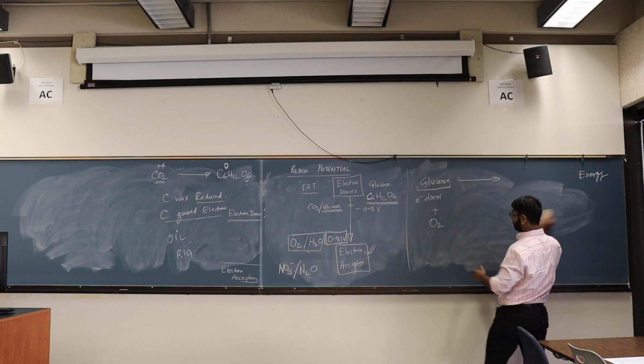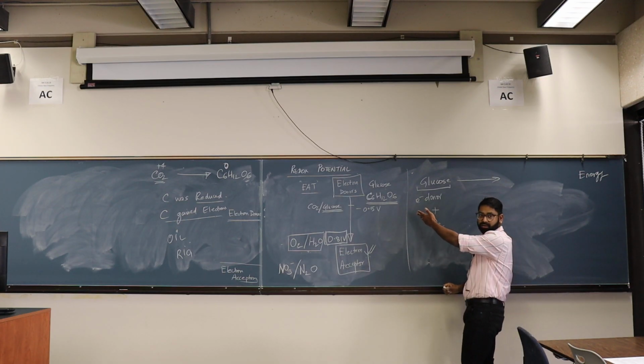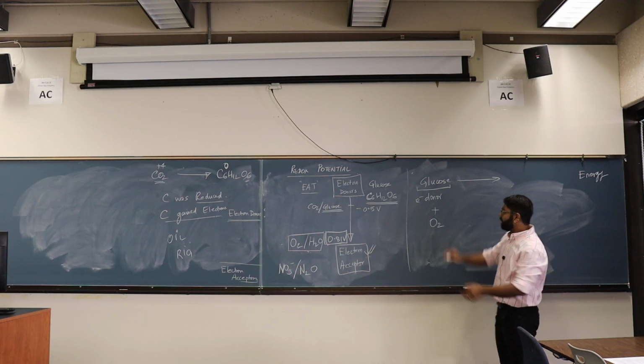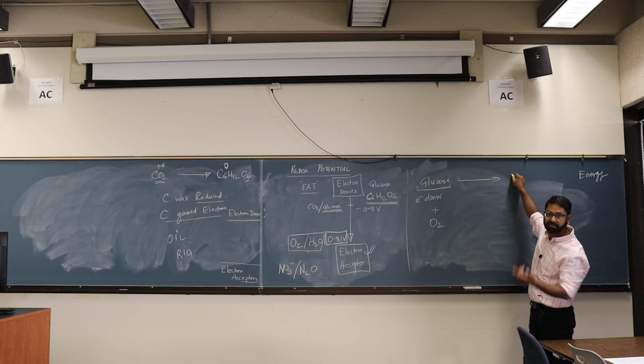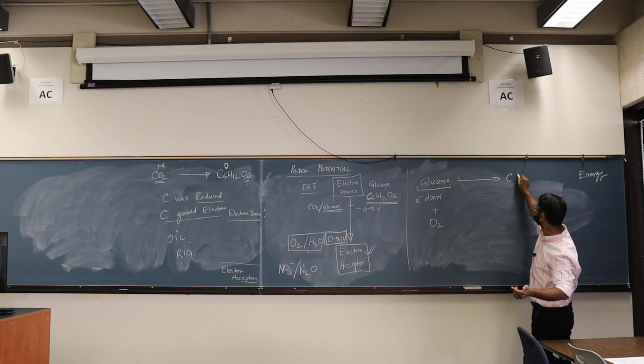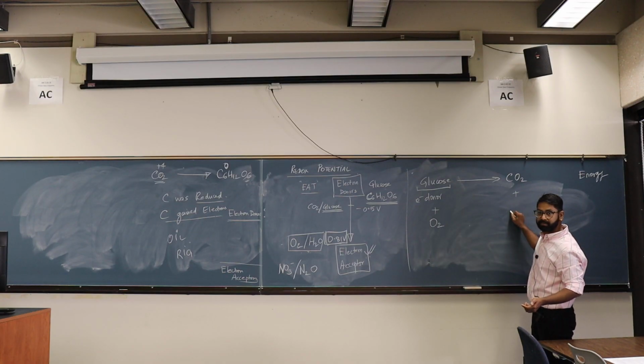Let me write the electron acceptor on this side, because if there is an electron donor, you need an electron acceptor, and then this will get oxidized to what? Glucose will get oxidized to what? CO2. And this will get reduced to what? H2O.